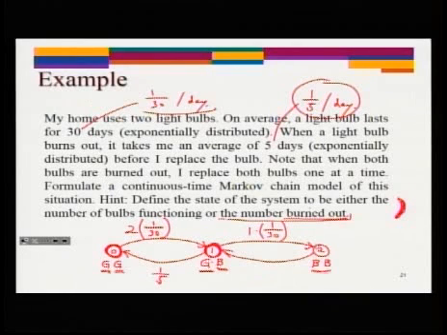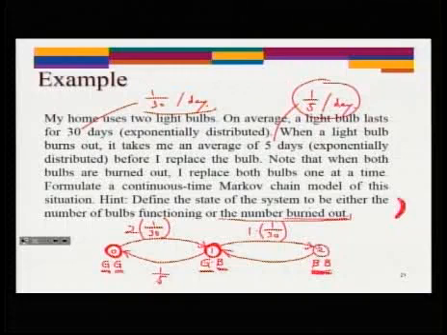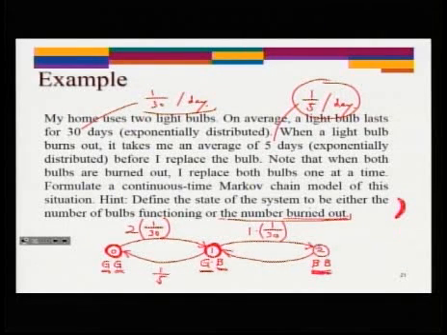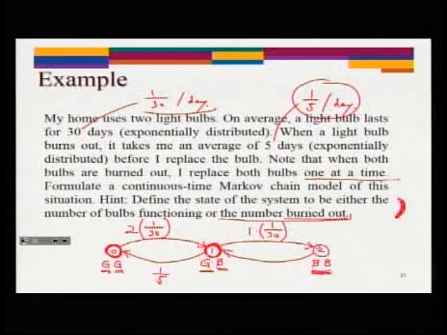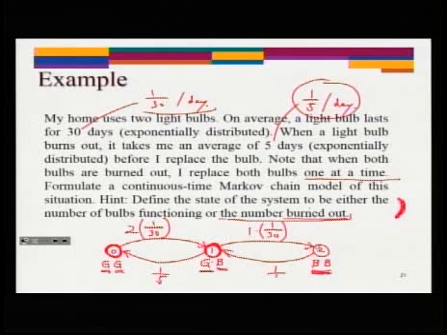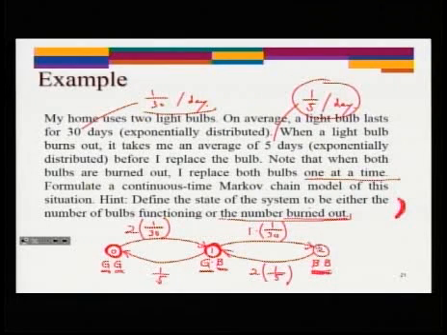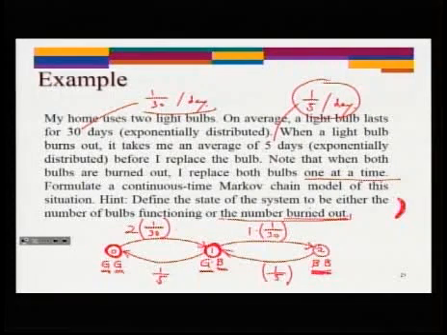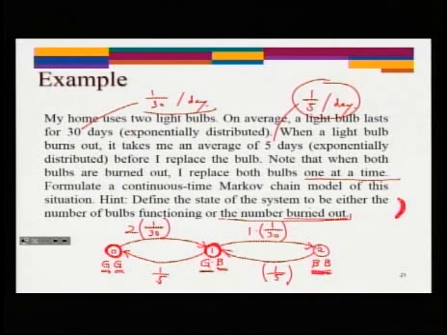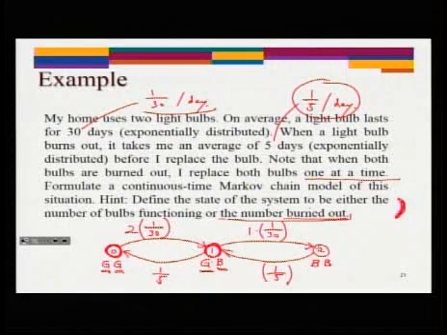Although there are two bulbs broken down up here, are we going to replace bulbs one at a time? Okay. That's why you do not multiply by two here. Okay. If I say I'm going to work in this case, it's going to be just one. Because I'm going to replace the bulb one at a time, although there are two broken ones. Okay?